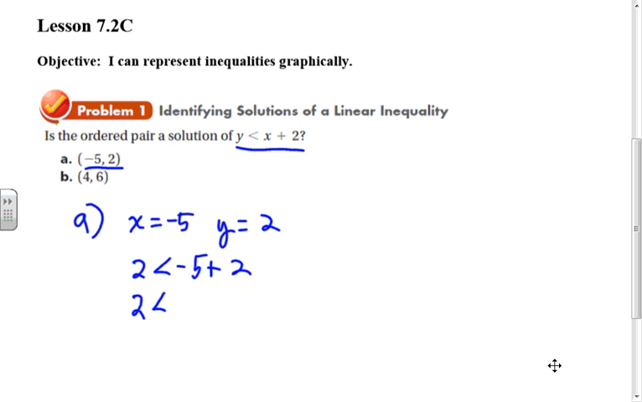Is 2 less than -5 plus 2? Well, -5 plus 2 is -3, and 2 is not less than -3. So if you get a false statement, then you're going to say, no, it's not a solution.